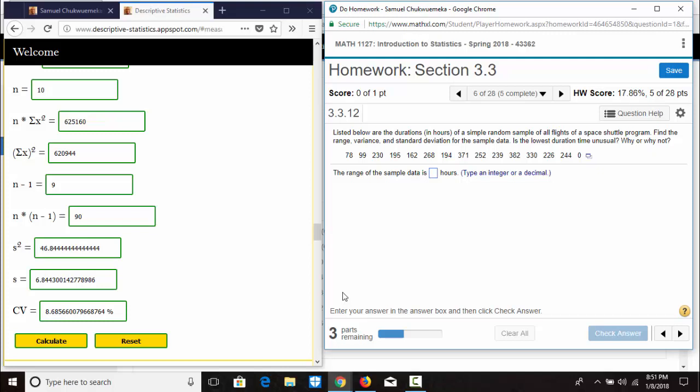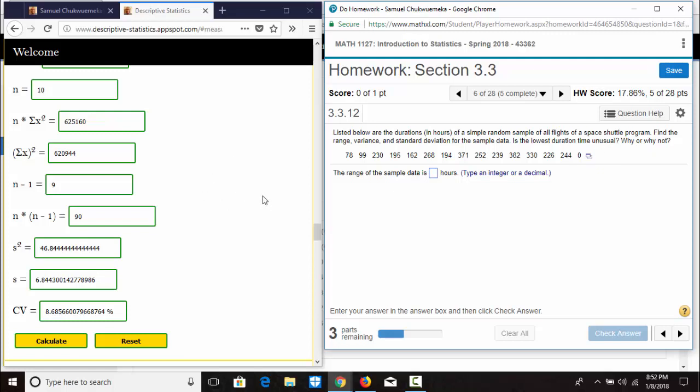Question 6. Listed below are the durations in hours of a simple random sample of all flights of a space shuttle program. Find the range, variance, and standard deviation for the sample data. Is the lowest duration time unusual? Why or why not? With this question, I know it's a turn for StatCrunch, but I see another question here. Is the lowest duration time unusual?